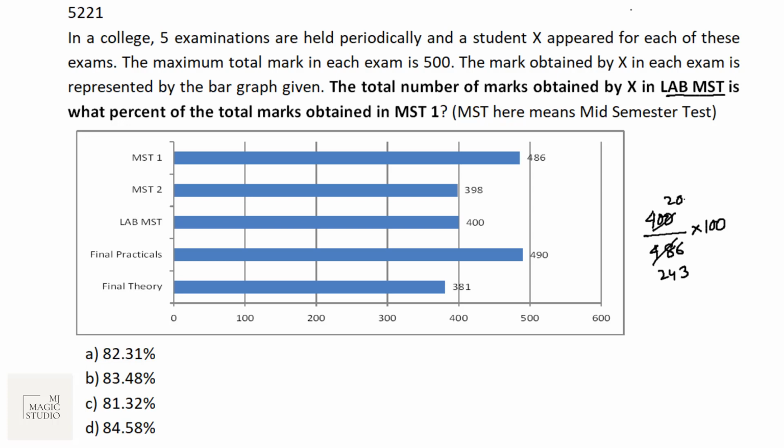Let's go one inch further and solve it. 486 times 8 is 3888, 486 times 2 is 972, 3888 plus 972 is 4860, and so on. It should be 82, and there is only one option with 82. It is 82.31%. Option A is the pick.